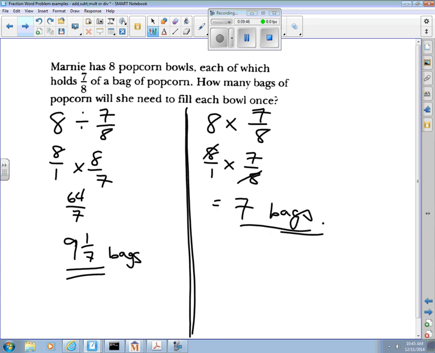Well, one of these answers has to be wrong, and the other one has to be right. So look at the problem. If I have a bowl, the bowl holds 7/8 of a bag. In other words, think about that. How many bags of popcorn will you need to fill each bowl once? Each bowl only holds 7/8 of a bag, so I can't even fit an entire bag into a bowl. So if I can't fit an entire bag into a bowl, how would I need more than 8 bags to fill the bowl? So the correct strategy was the multiply, not the divide.